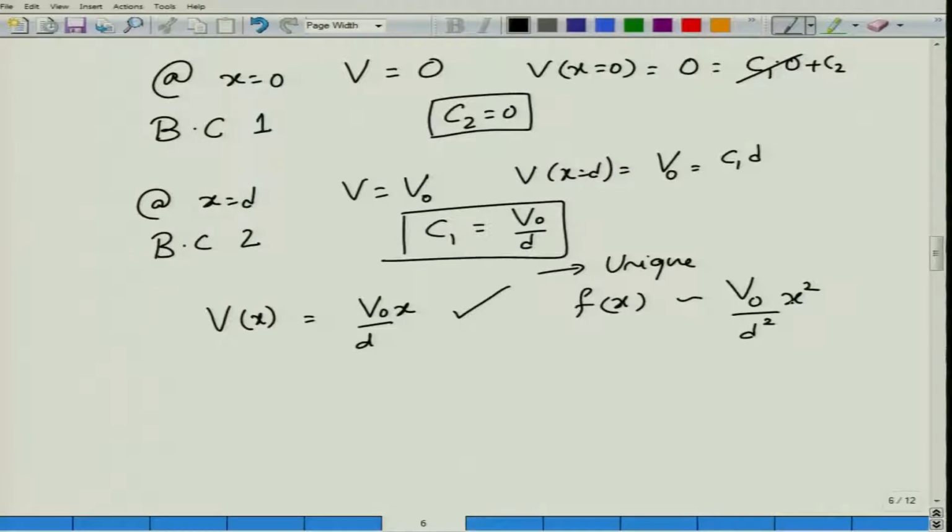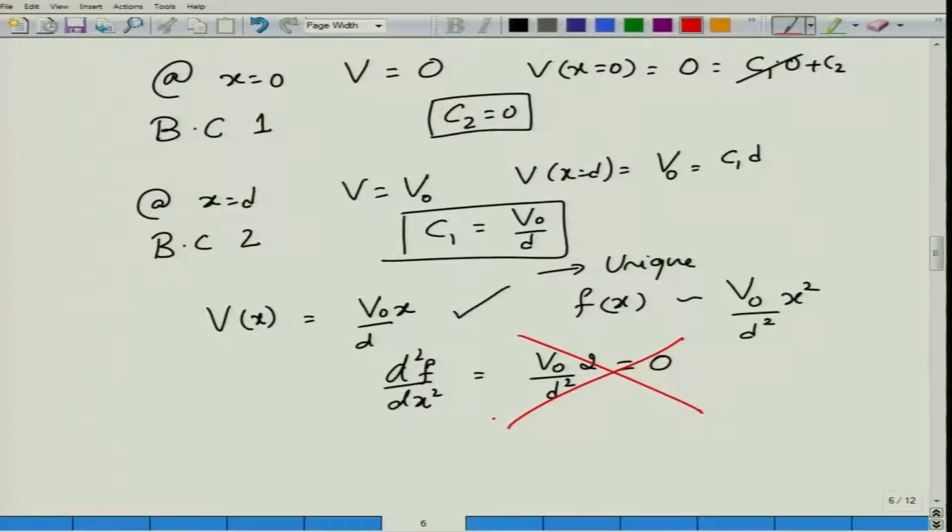So at x equal to 0, this f of x is equal to 0, and at x equal to d, because d square in the numerator cancels with d square in the denominator, this seems to satisfy the boundary condition. Now if I try to find d square f by dx square, which is what I should be able to find if f of x happens to be another potential solution, then differentiate this twice. What do you get? Twice differential of x square is equal to 2. Is this quantity equal to 0? No, this quantity is not equal to 0.